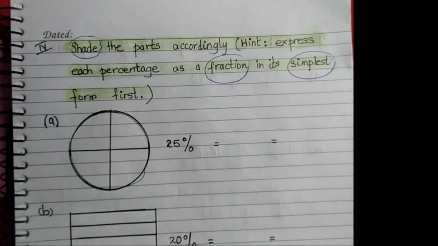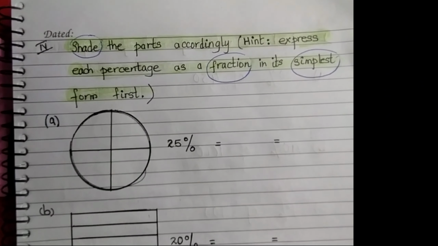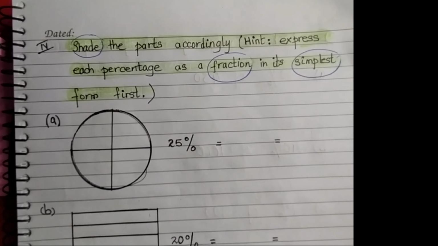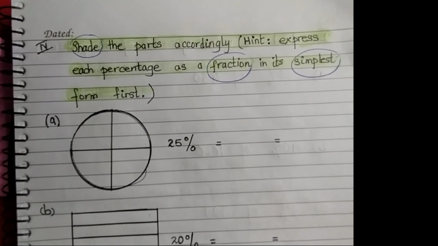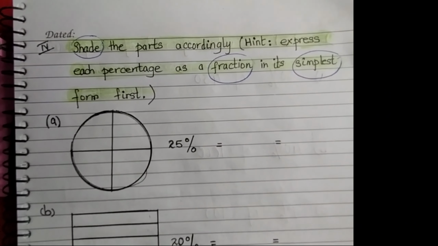3 things need to be done. So let's do the shading, or it's all up to you. You can decide whether to bring it to the fraction and then bring it to the simplest form to come to the conclusion, or you can easily shade it directly.